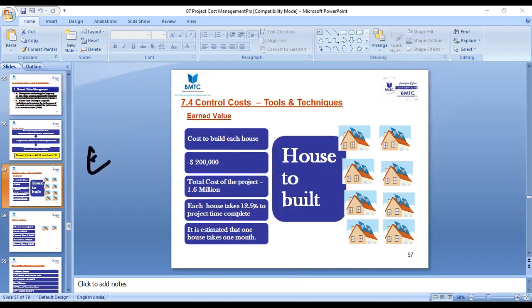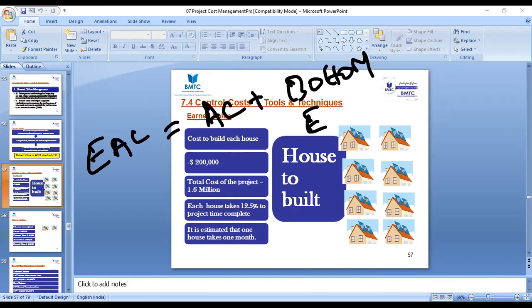The third case, EAC: what happened here? Actual cost plus bottom up ETC. This is a separate scenario. If the examination asks you to work out this scenario, can you do anything about the actual cost, the 500,000 which you spent? The money which you spent is actually spent, right? You can't get that money back. Now what is the bottom up calculation? What is the ETC? 1.2 million, right?